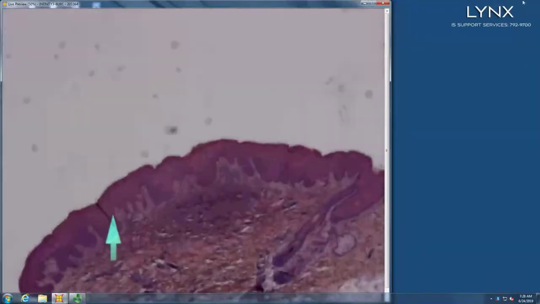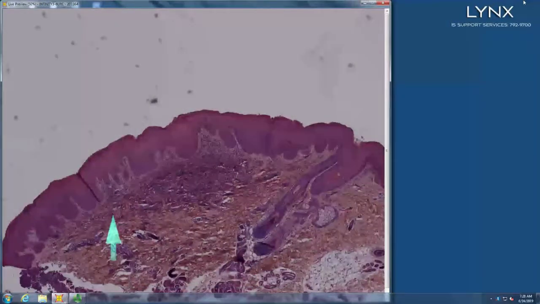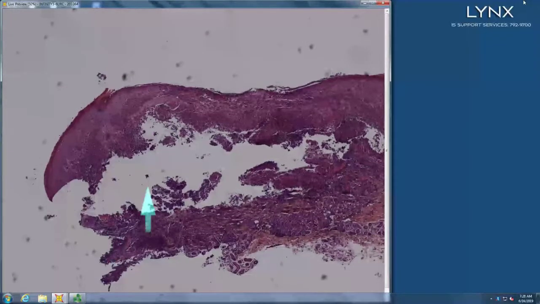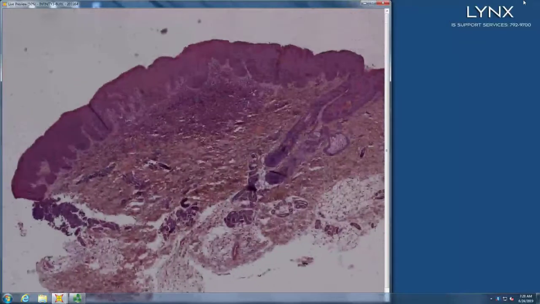So it looks like we have a split in that other section. So you think that's a cleft, or is that maybe artifactual? Kind of torn apart. Let's look here and see what you got.